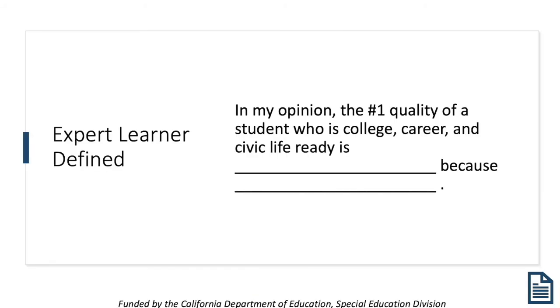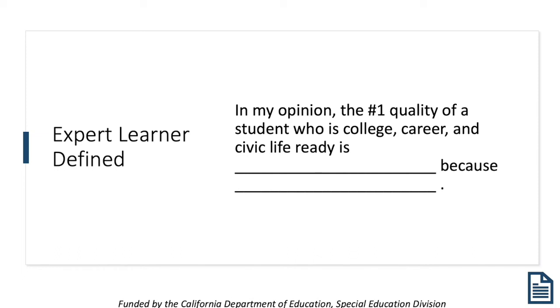Now let's do a little long-range vision setting. There's a space in your processing guide to choose an adjective and a reason why in this sentence stem. In my opinion, the number one quality of a student who is college, career, and civic life ready is blank because blank. As an example, I chose self-advocacy as an adjective that describes a student who is college, career, and civic life ready because they know themselves, how they learn, and can ask for what they need to be successful. Which adjective did you choose and why?